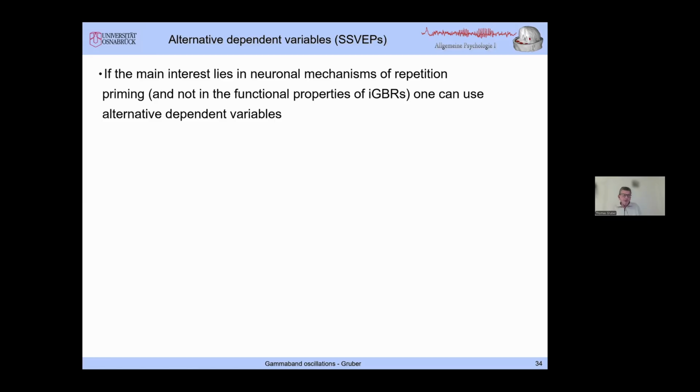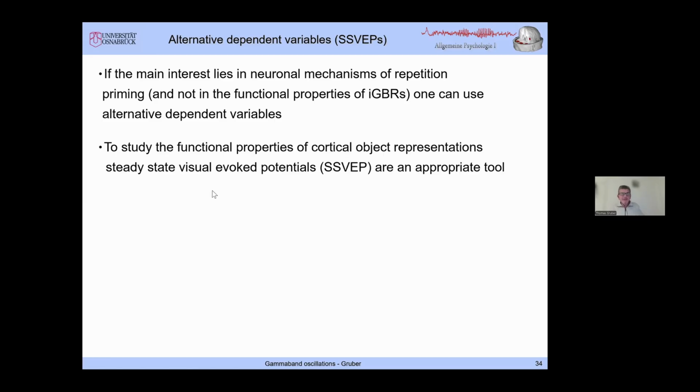So, one different variable is this steady state visual evoked potential to study the functional properties of cortical object representations. That's our topic. We can use steady state visual evoked potentials. What is a steady state? Steady state is the following. And now again, I need your imagination because my animation does not work. You see this guy here, and he looks at a light which goes on and off. Just imagine now, please, a blinking or a flickering light which goes on and off.